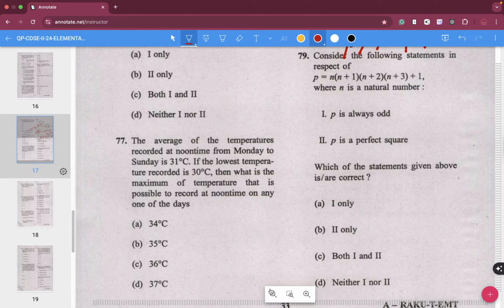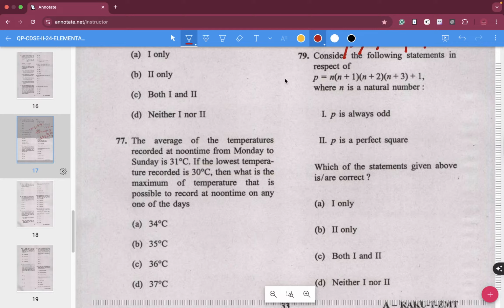Question number 79. Consider the following statement: P is equal to N into N plus 1, N plus 2 and N plus 3, plus 1, where N is a natural number. P is always odd, P is always a perfect square, right?